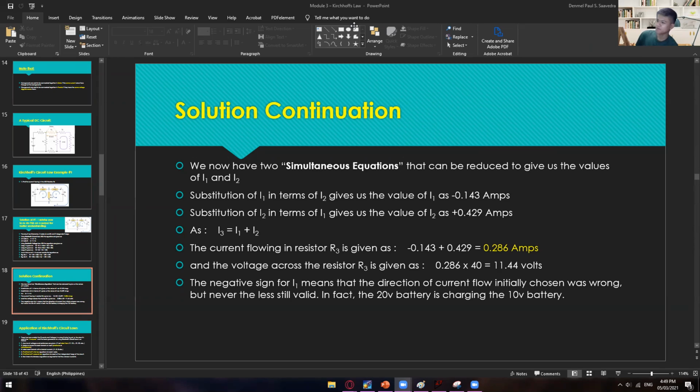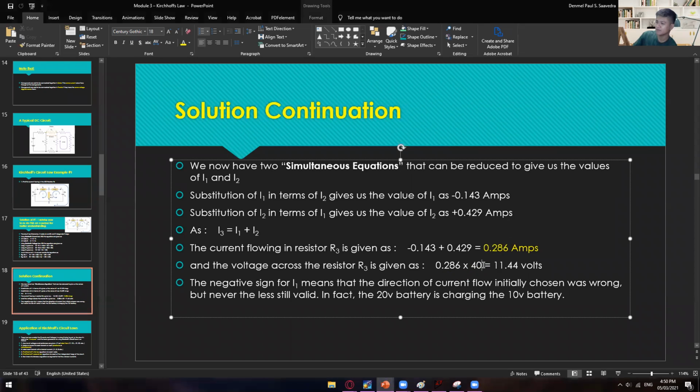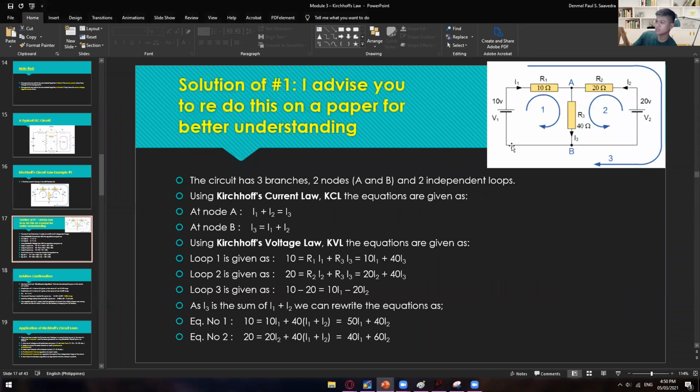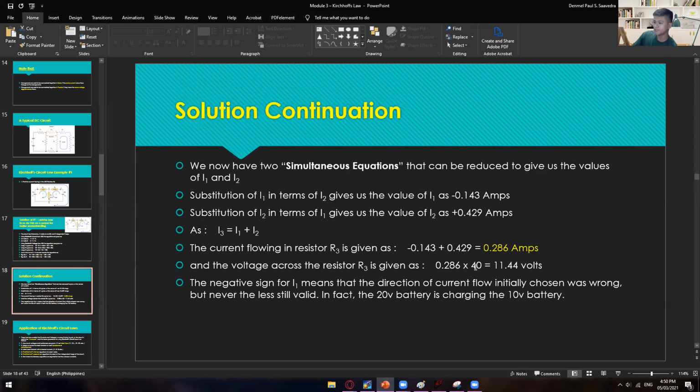So anyway, from there we can now get the value of the voltage across R3. Just get the current, which is 0.286, and then the individual resistance, which is 40. So 0.286 times 40 will give you 11.44 volts.